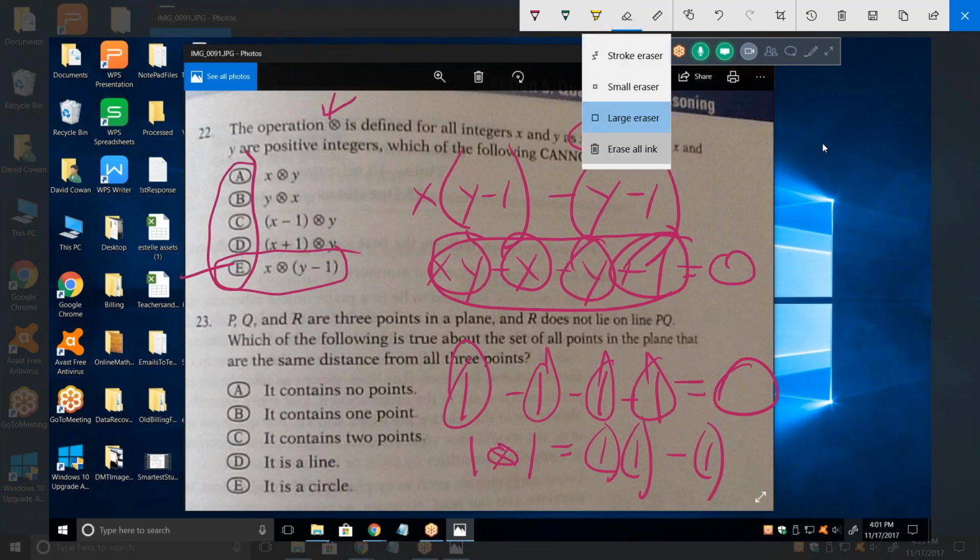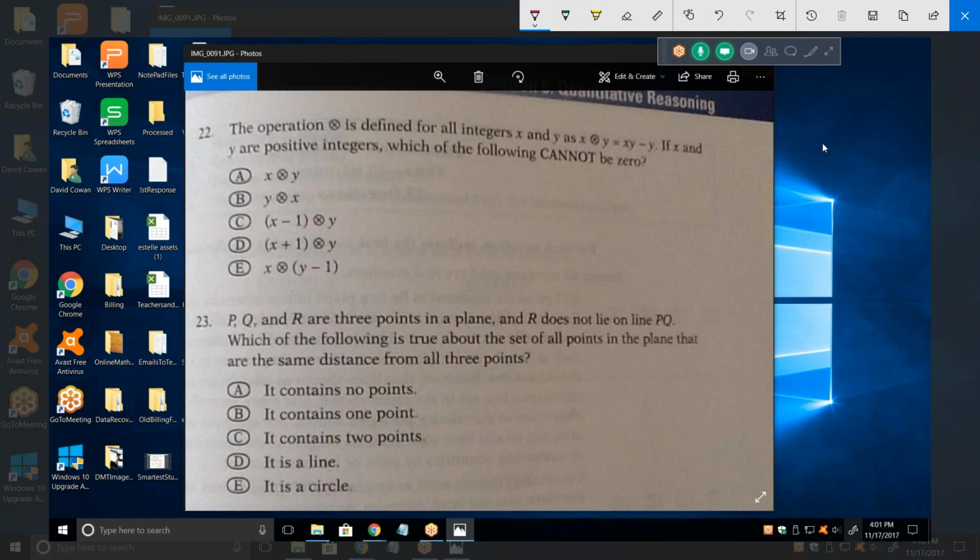Let's try that. Okay. 22 is what I'll remember for Sunday's session, that we'll come back to it. All right, 23.